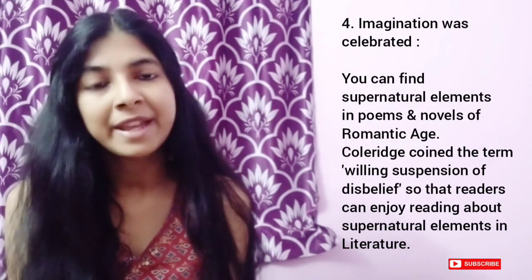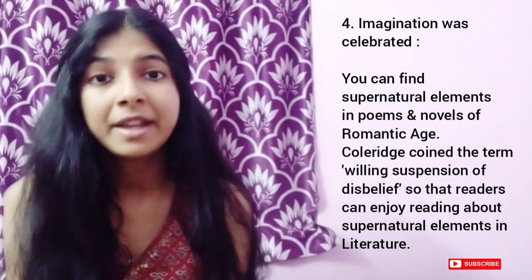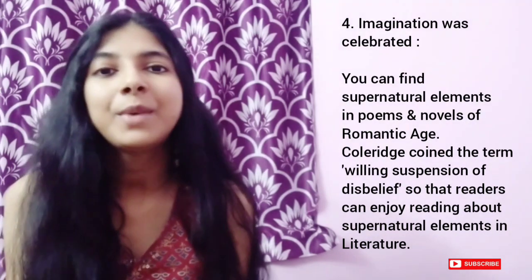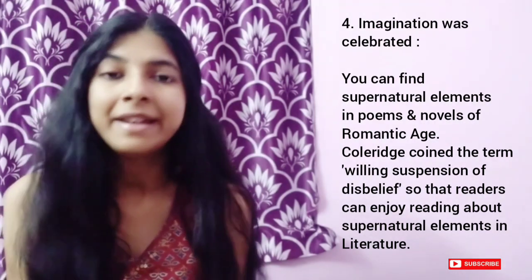So you can see in some poems of the Romantic Age, such as Coleridge's Christabel, there are supernatural elements. It is because imagination was celebrated during the Romantic Age. Coleridge also coined the term "willing suspension of disbelief," so that readers can enjoy reading the supernatural elements in literature.